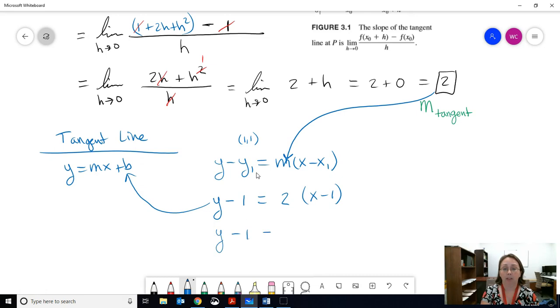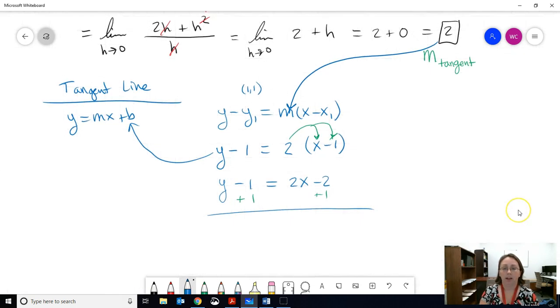So y minus 1 equals, I'm going to simplify the right first. What do we need to do? Distribute the 2. So 2x minus 2. And then, how do we get y by itself? Bring the 1 around. Add it to both sides. And our equation for our tangent line is y equals 2x, negative 2 plus 1 is negative 1.